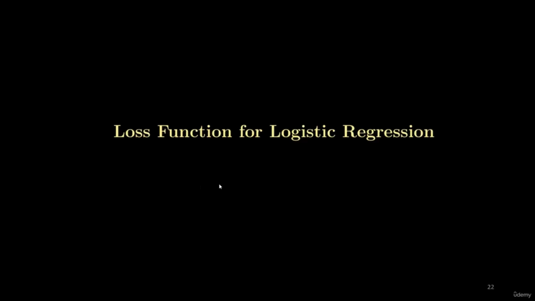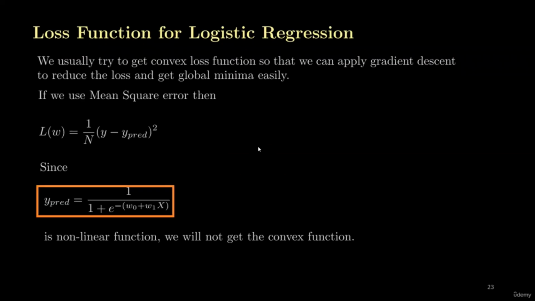Hi everyone, welcome to this lecture. In this lecture, we will discuss the loss function for logistic regression. Now, in order to create the loss function, the first step is to calculate the error. Error is the difference between the target value and the predicted value. After calculating the error, we square the error and then take the mean. This kind of loss function is known as mean square error. We will try to create the mean square error because it is a convex loss function, and we know that if our function is convex, then it is easy to get the global minimum value.